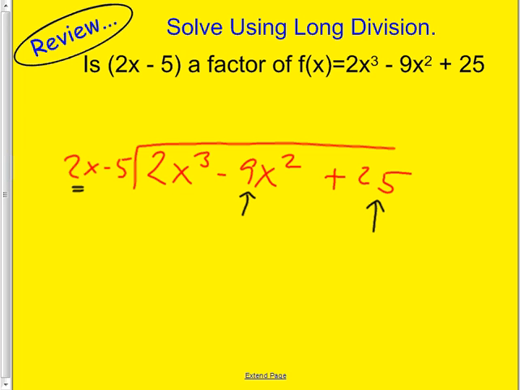I know this is kind of that read my teacher's mind thing, but let's try to think of anything that's different about this than we've ever done. Mr. C. Yes, there's an x to the third, there's an x to the second, but there's no x to the first. That's going to cause a problem.